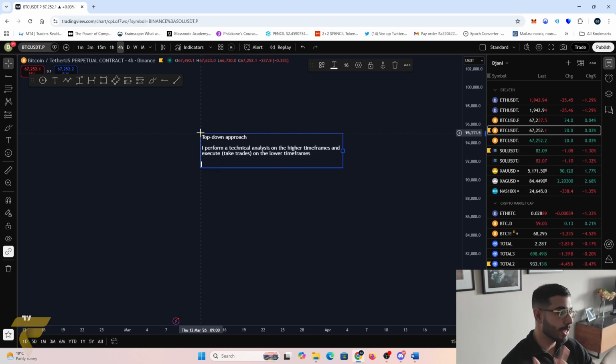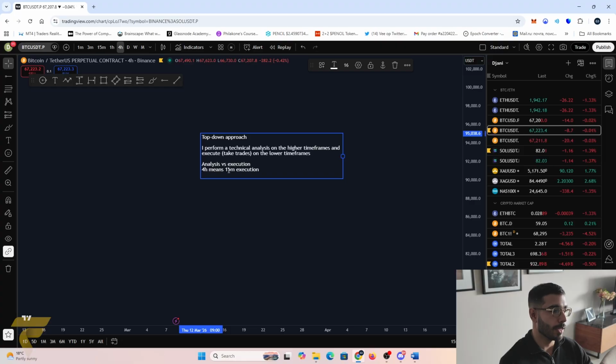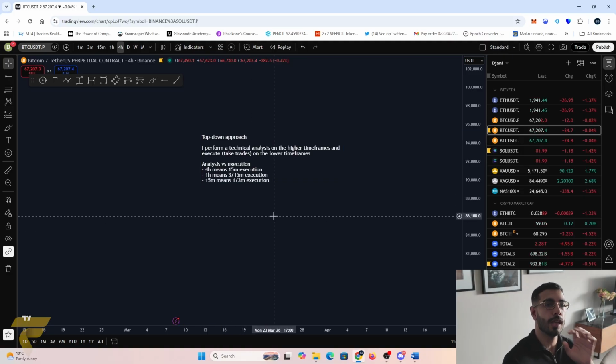Again, repetition is key. I'm going to make a very simple table between analysis versus execution. 4 hour analysis means 15-minute execution. I'm tripping, my bad. A 1 hour analysis means 3 to 15-minute execution. And then, of course, if you're more focused on the smaller time frames, a 15-minute analysis or level means a 1 to 3 minute execution. This is pretty much the holy grail that you need to take into account. Please write this down. This is very important.